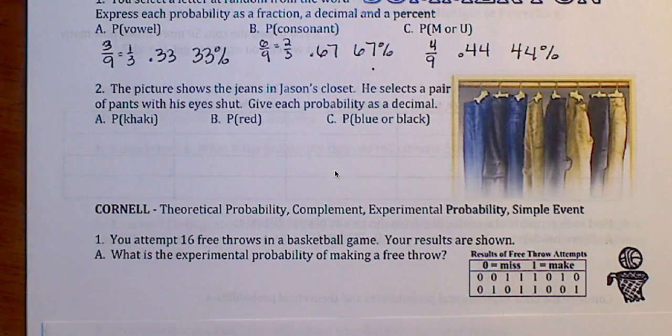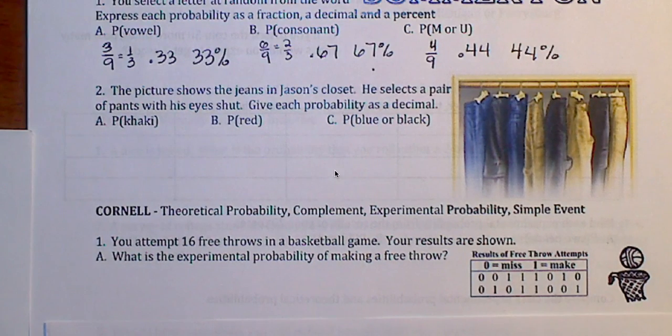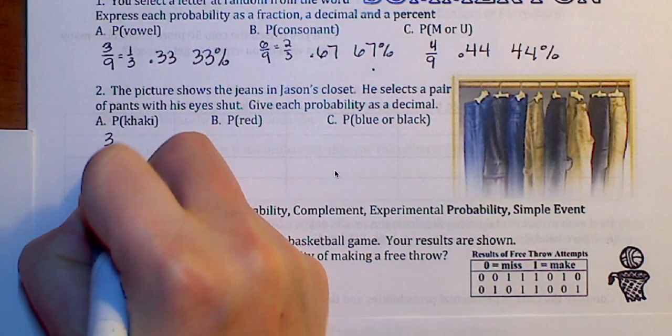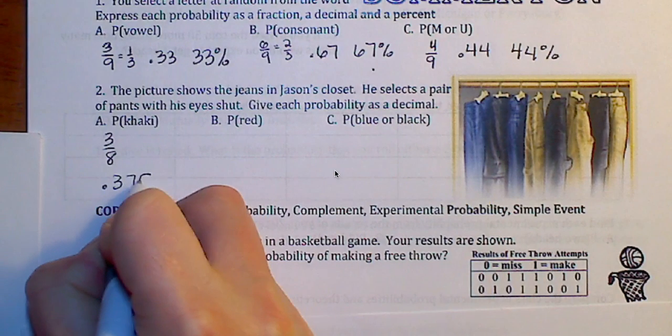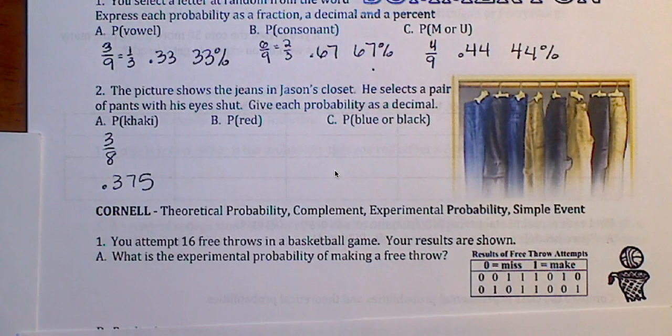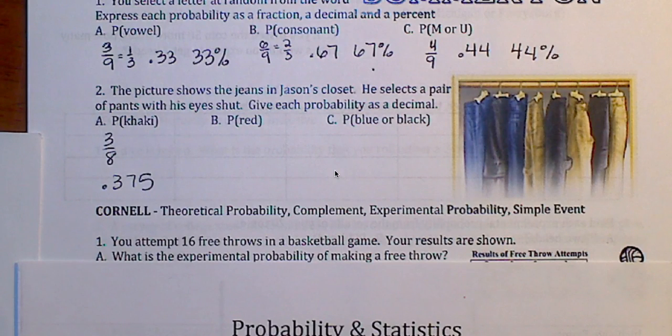All right, let's see how we did. Probability of choosing a khaki. Well, there are 8 pairs of pants in the closet. 3 of them are khaki, so 3 out of 8, and we're giving it as a decimal, it says, so 0.375. If you wrote 0.38, that's okay too.